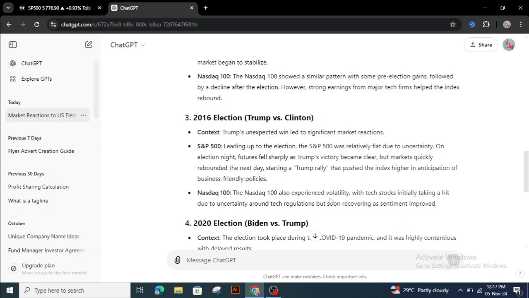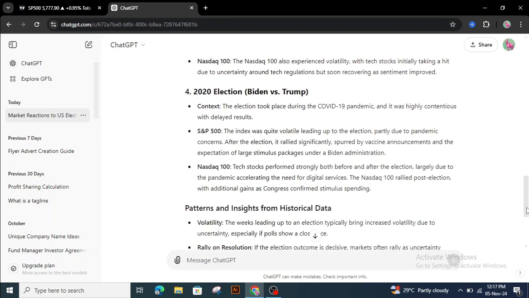Now, this one too, the market was flat, or let me just say consolidated, and eventually it drops a little bit. But after the election, what happened? The market rallied up, which they call the Trump rally. Okay, it went up.